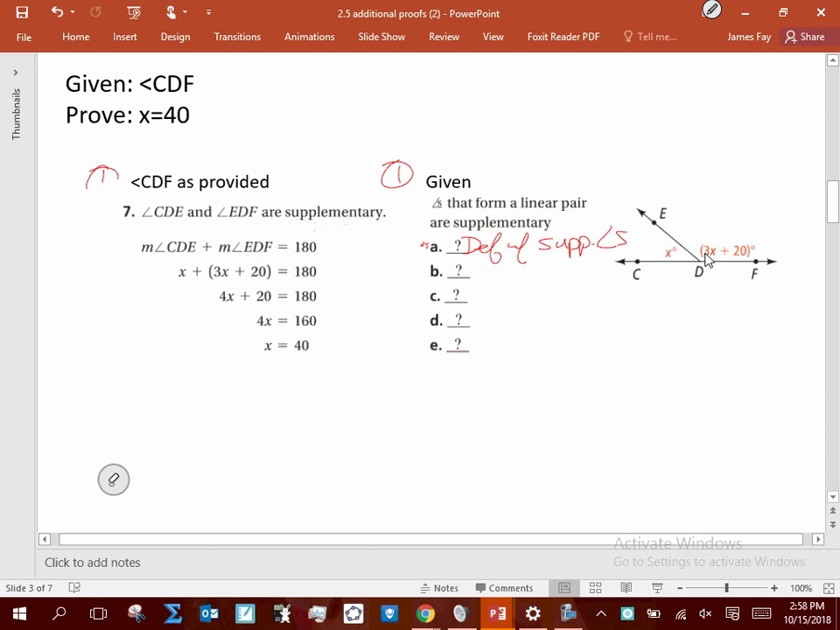All right, so now what do they do from this step? Yeah, they saw CDE, that's the same thing as x. They saw EDF, that's the same thing as 3x plus 20. So they replace those. Okay?